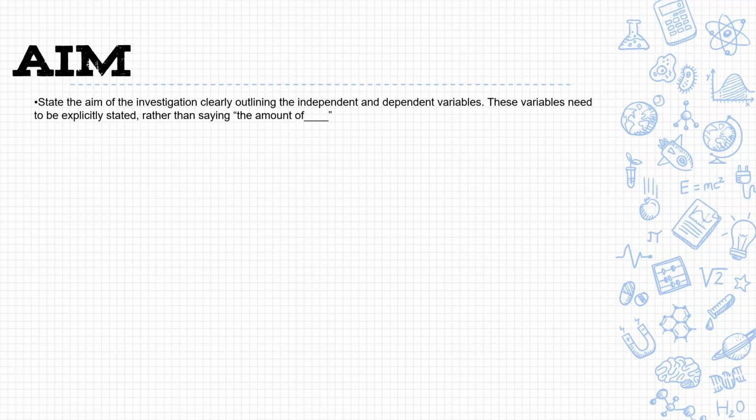So linking back to the language we talked about earlier, we would never use something like the amount of something, because amount is vague. If I say the amount of water, are we talking about volume? Are we talking about surface area? Are we talking about mass of water? There's lots of uncertainty there. Whereas if we say the volume of water or the mass of objects, it's very, very clear what we're talking about.